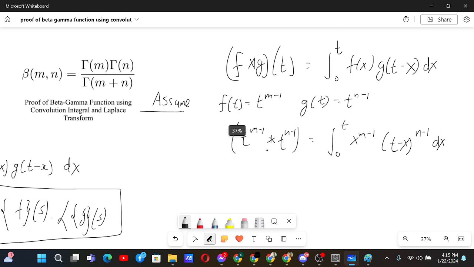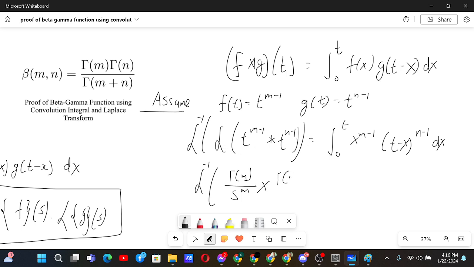dx. And now let us take both the Laplace transform and the Laplace inverse transform, because they cancel each other out. Now this will be the Laplace inverse transform, and we can take the Laplace transform of individual terms. First of all, the Laplace transform of t to the power m minus 1 is gamma m by s to the power m, and the Laplace transform of the other function will be gamma n by s to the power n. And this is equal to the integral from 0 to t of x to the power m minus 1 times t minus x to the power n minus 1 dx.